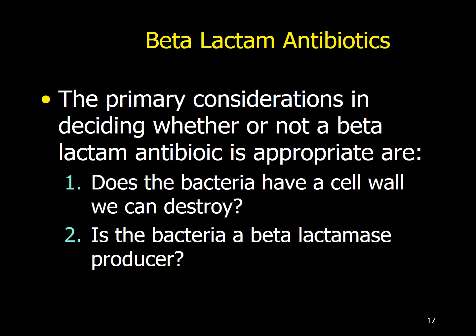So that's one question. And then the other question that you need to ask yourself is, is the bacteria a beta-lactamase producer? If we know that the bacteria we're going after has a high incidence of beta-lactamase production, like staph, for instance, that really influences our decision making. Sometimes we know, sometimes we can safely assume that the bacteria is a beta-lactamase producer. Sometimes we assume that it's not.